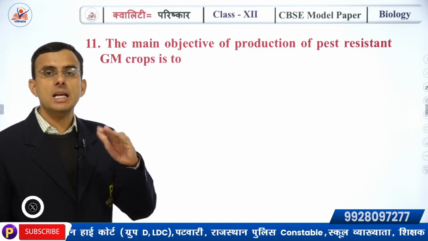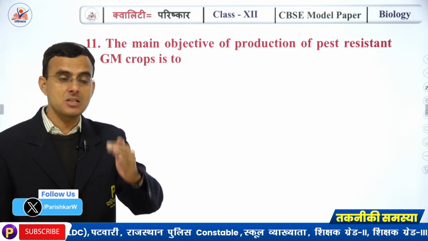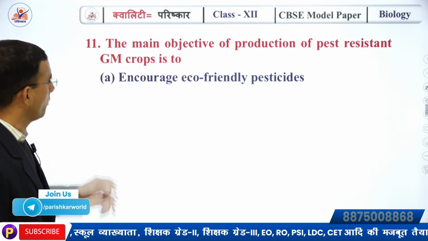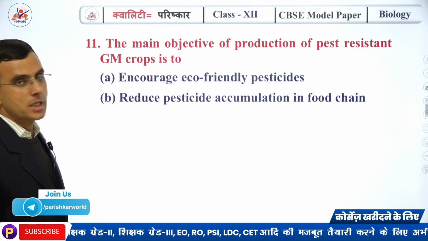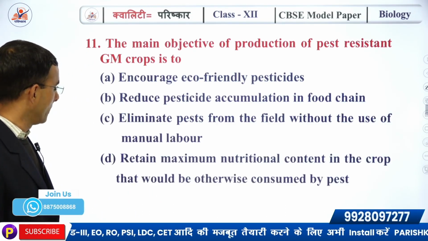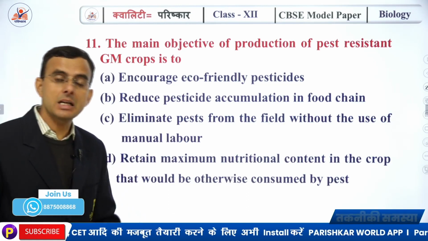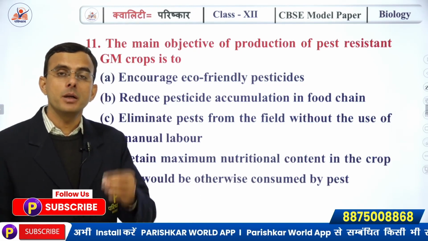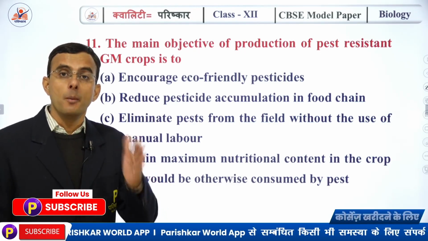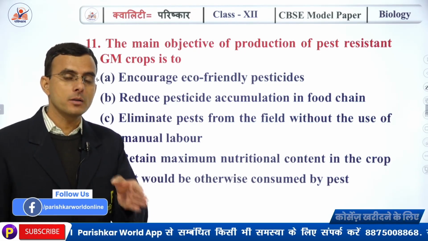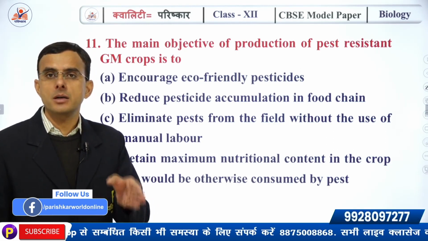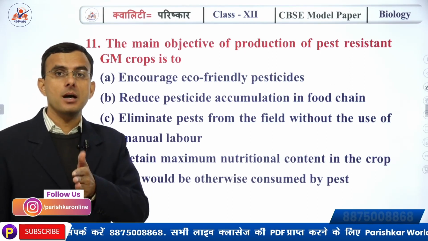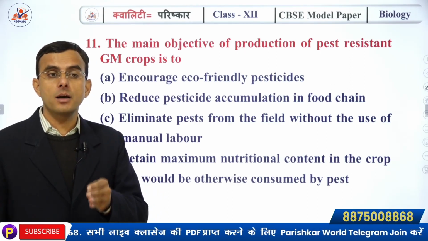So why are we inserting that pest resistant gene into a particular organism? What is the main objective of this? Why are we inserting that particular gene? What is the problem of Punjab? In Punjab, there are huge amounts of pesticides, and they are growing crops on the basis of pesticides. There is a huge quantity of pesticide, and the pesticides keep on accumulating in the food chain.